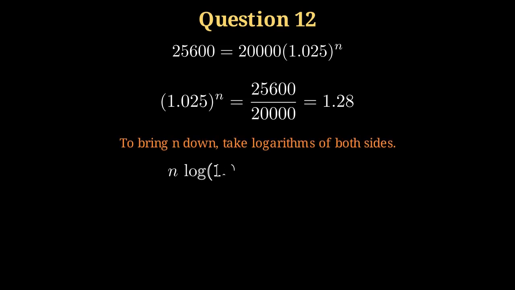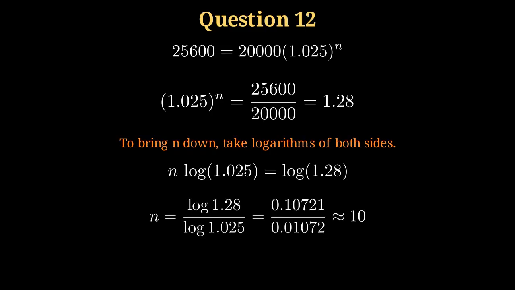The unknown n is in the exponent, so we take logarithms of both sides. Using the power rule, the log of 1.025 to the n becomes n times the log of 1.025. And that equals the log of 1.28. So n equals log of 1.28 divided by log of 1.025.